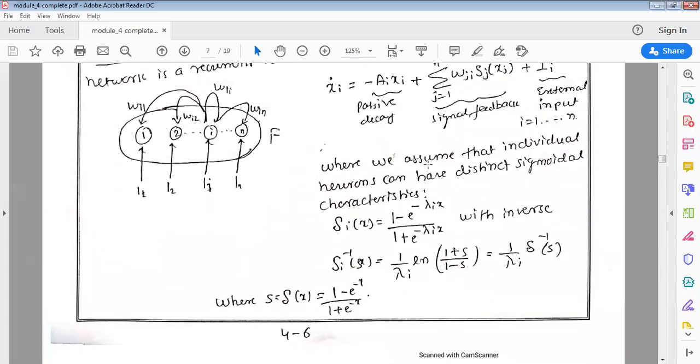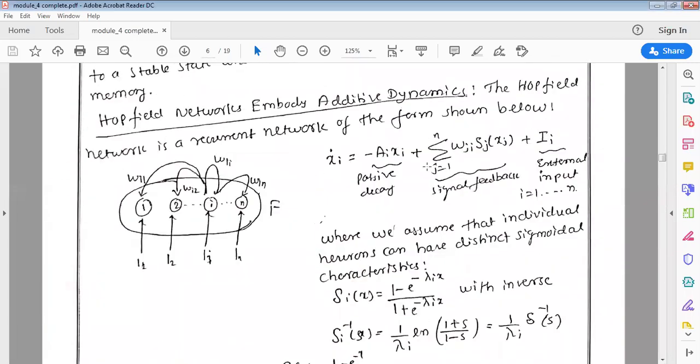In the previous class, we looked at Hopfield networks, and a Hopfield network is governed by the equation xi dot is equal to minus ai xi plus the sum of wji times sj of xj, from j equal to 1 to n. That is, there are n neurons. That's why it is 1 to n, plus Ii. There is an external input.